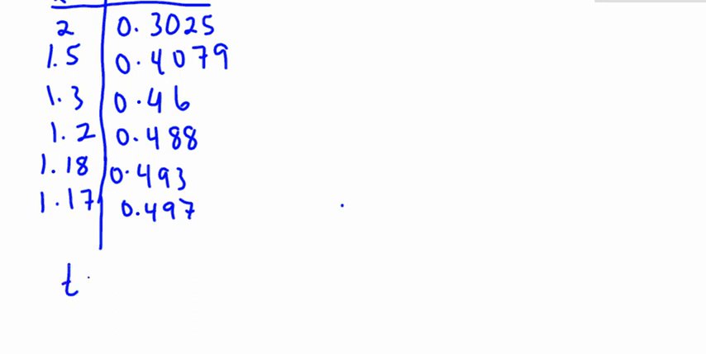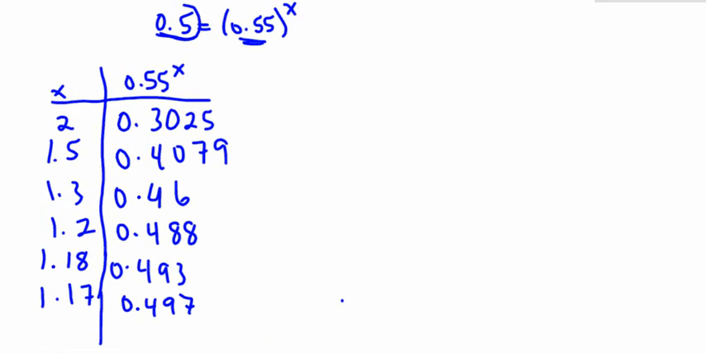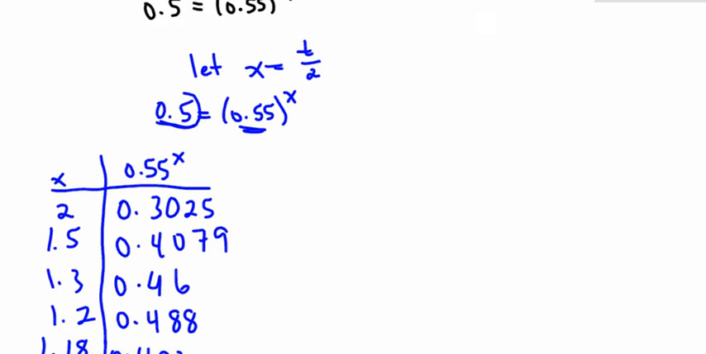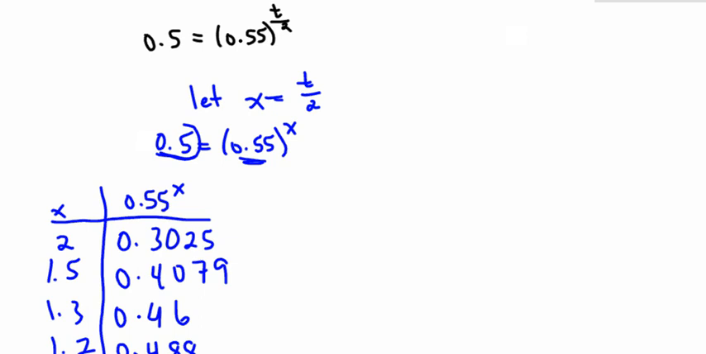So I would say in 1.17 hours, or what would that be? That would be an hour and about 10 minutes. I would have half of my original dosage remaining. So that's one option. And when I looked in your textbook for functions and relations, I saw that this is an option that they demonstrated. But why don't I show you the other option?